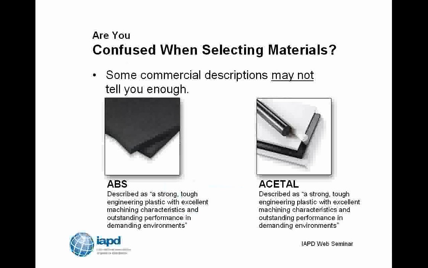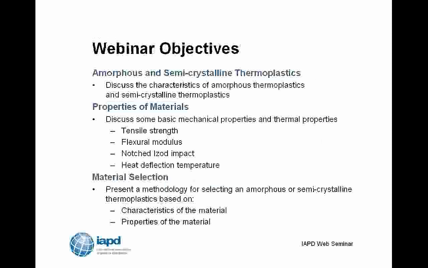So here's what we're going to look at today. Number one, we're going to look at amorphous and semi-crystalline thermoplastics. We're going to discuss the characteristics of amorphous plastics and the characteristics of semi-crystalline plastics to start to develop some ideas about when one would perhaps be more appropriate for an application and where perhaps the other one would be more appropriate for an application.